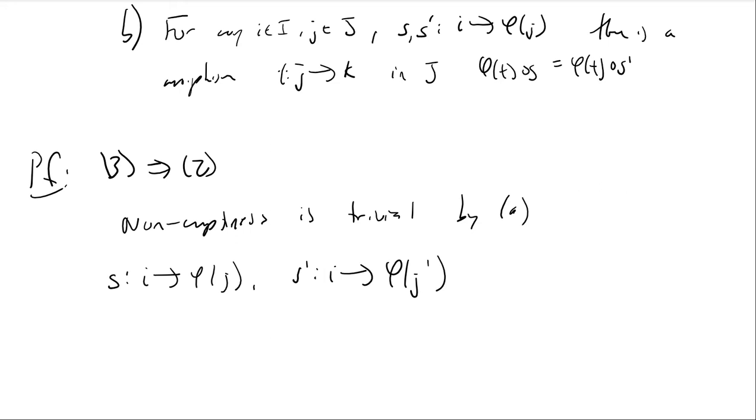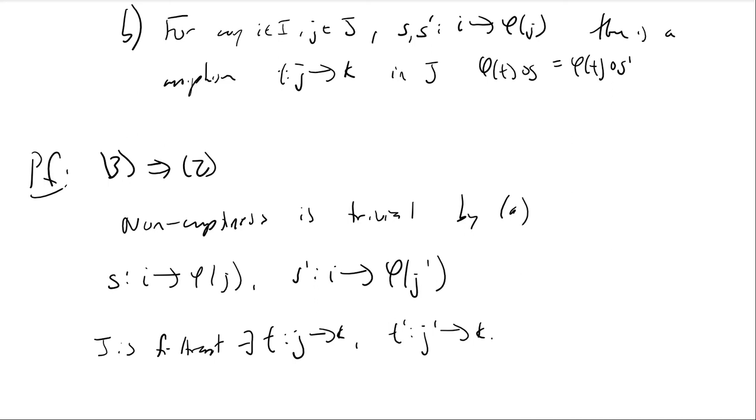Some different guy. Now, since J is filtrant, we can produce t and t prime, where t goes j to k, and t prime goes j prime to k. And this means that t and t prime allow us to, let me actually not get ahead of myself.